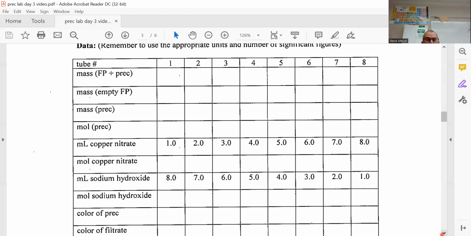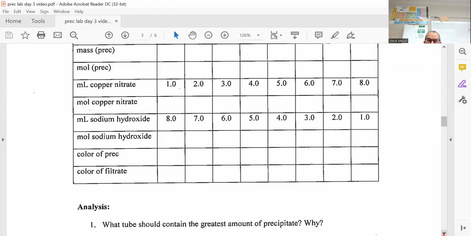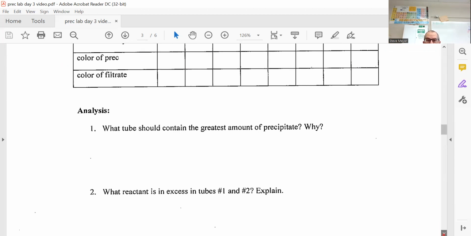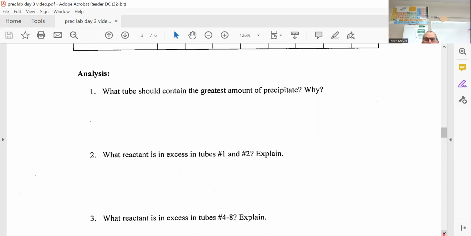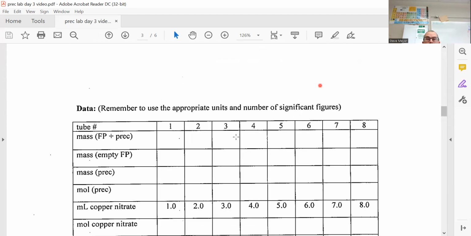Okay, as far as color of precipitate filtrate, I think that's something you saw. I think a lot of groups saw this being clear in 1 through 3 and progressively getting more blue as you went from 4 to 5 to 6 to 7 to 8. So that could be some helpful things when you get to these analysis questions, which I'm going to give you some hints at because it brings in this concept of excess limiting reactant. Okay, before I get to those analysis questions, I'm just going to show you some of that data, which again can be like through 1 through 8, and then the mass of the empty filter paper.